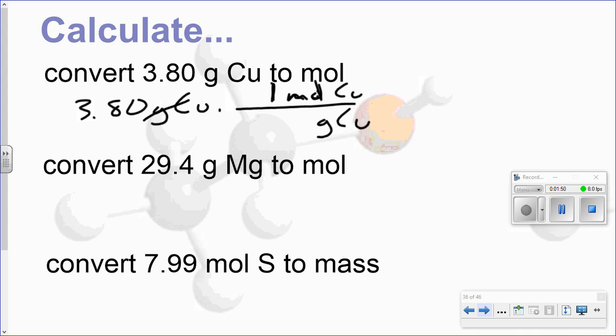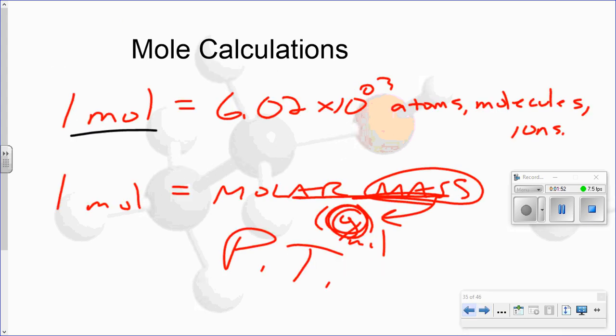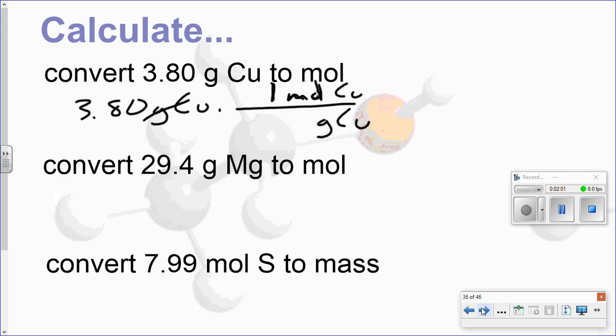Let's go back. 1 mole is this many particles, 1 mole is this molar mass of the substance. It's always 1 mole. Just remember that. Now, mass is mentioned. Whenever you have mass mentioned, you must go to the periodic table and find copper, and copper is the element Cu. It's element number 29, but it has a molar mass of 63.5.